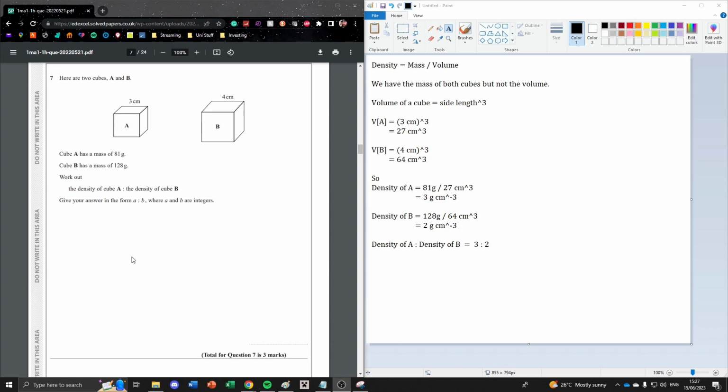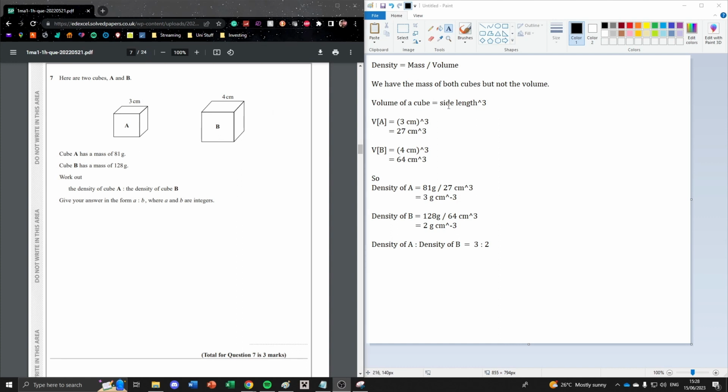Question 7 gives us two cubes A and B, one with side length 3 centimeters, one with side length 4 centimeters, and the mass of cube A is 81 grams, and the mass of cube B is 128 grams. And we're asked to work out the ratio of the density of cube A to the density of cube B, and give that ratio in a form such that both elements are integers. So, to find density, we need to divide mass by volume. We already have the mass of both cubes, but we don't have the volumes.